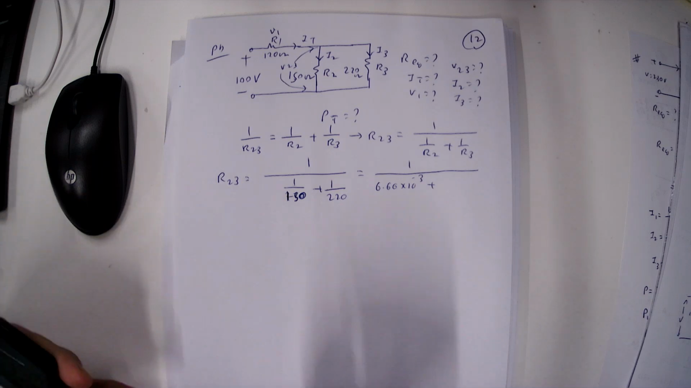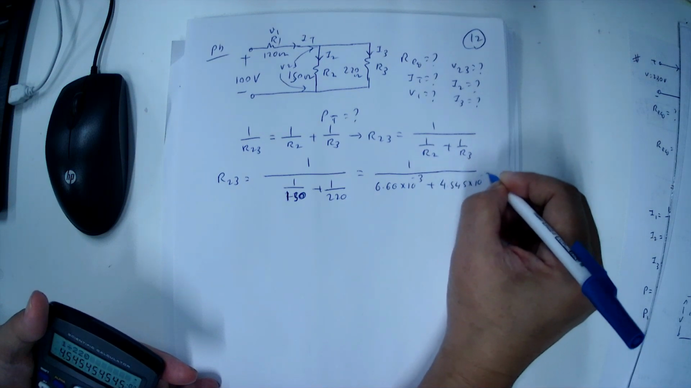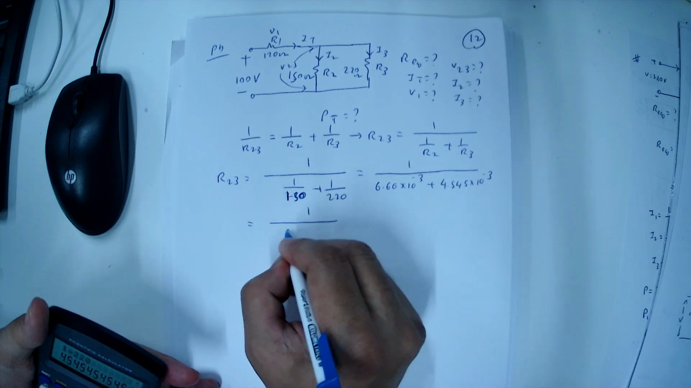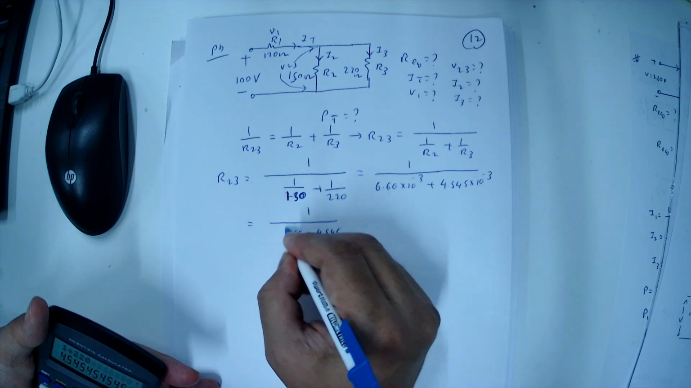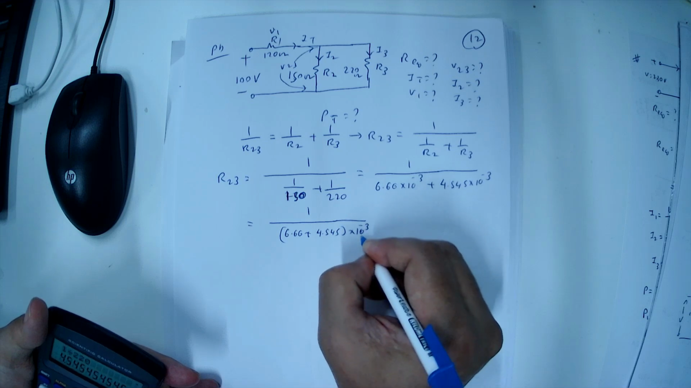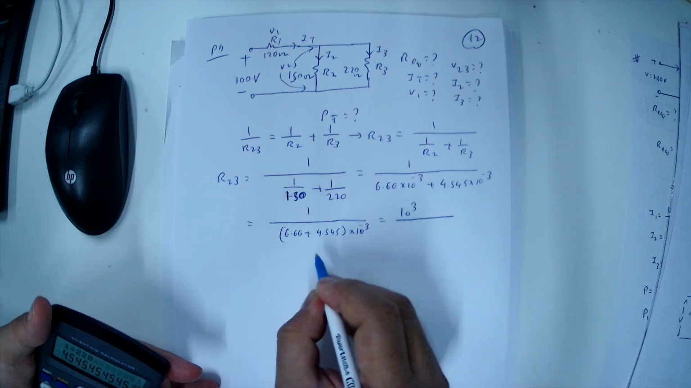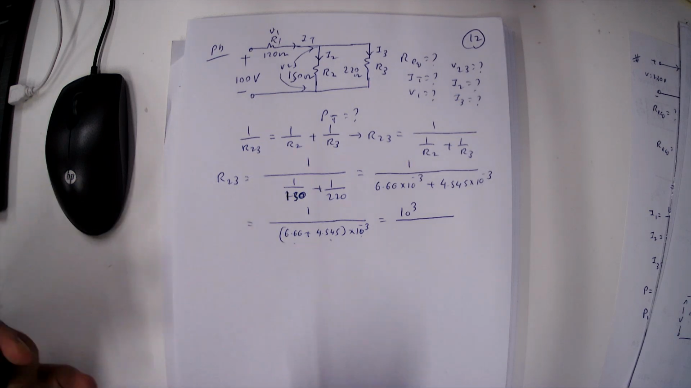4.545 into 10 power minus 3. So therefore, this one we got is 1 divided by 6.66 plus 4.545 into 10 power minus 3. So this 10 power minus 3 goes to the numerator, that will be 10 power 3 divided by 6.66 plus 4.545.